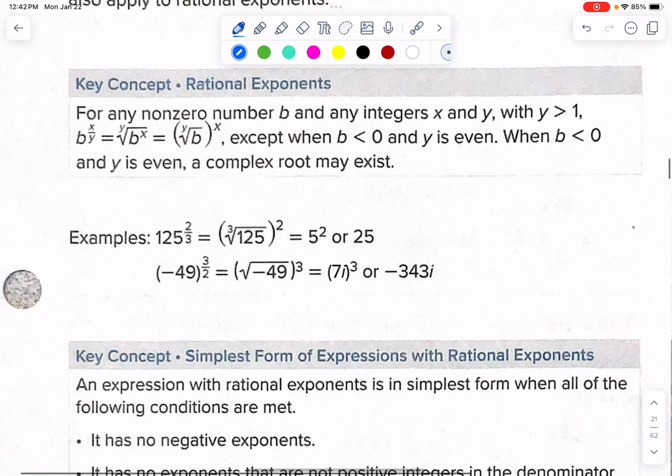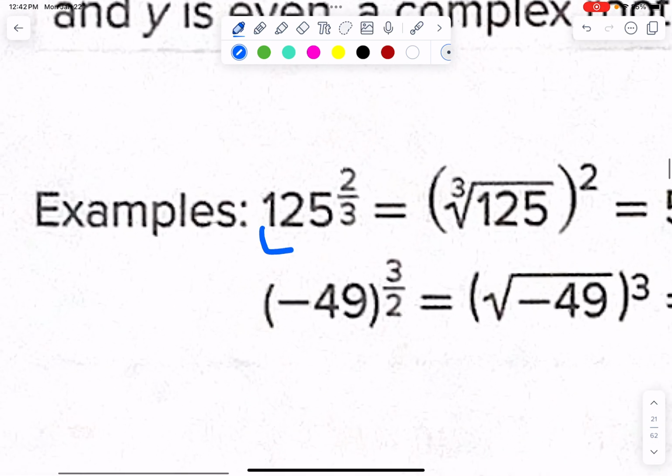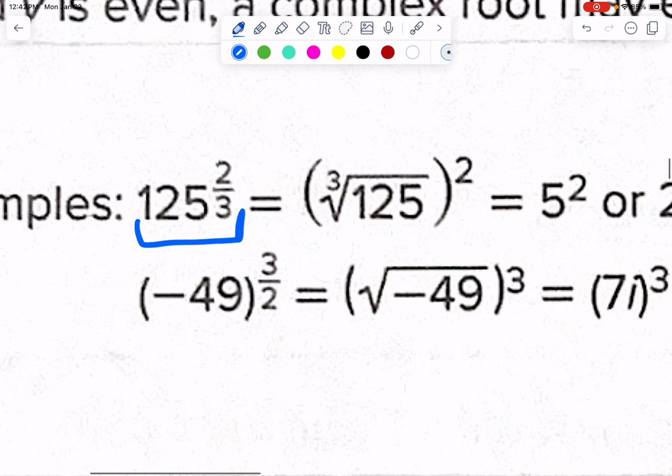Now, what do we do when they have something like 125 to the 2/3 power? Okay, now I just pretend that this says 1/3 to begin with, and I just make that a cubic root of 125. When I'm done with that, then I take it to the second power. Since the 2 is on the top, I'm just going to save that for later. The 2 is going to be my exponent that I do.